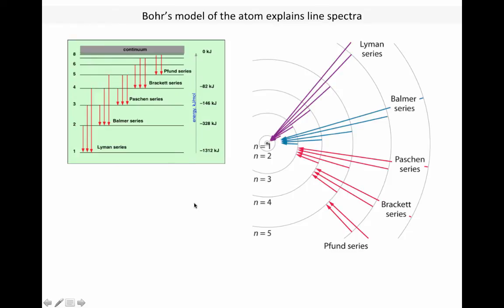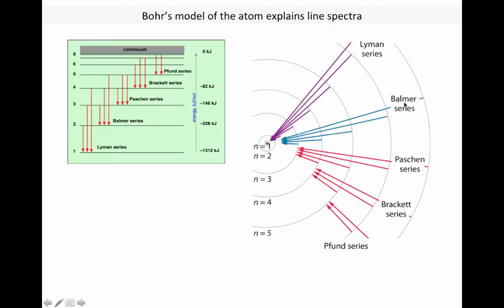With that in place, we immediately have a quite natural explanation for discrete emission or absorption spectra. Emission spectra occur when electrons jump from a higher orbit to a lower orbit. If we label the orbits with integers, so n equals 1 is the lowest orbit closest to the nucleus, followed by n equals 2, n equals 3, and so on, then for example we get the Lyman series of emission lines when the electron jumps between the second orbit and the first, the third orbit and the first, the fourth orbit and the first, and so on.